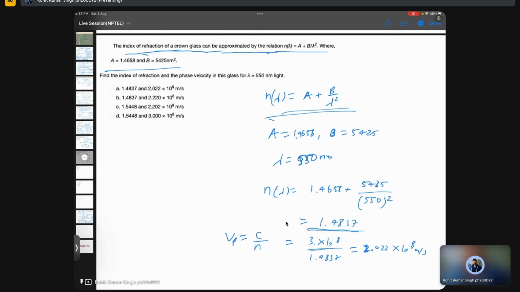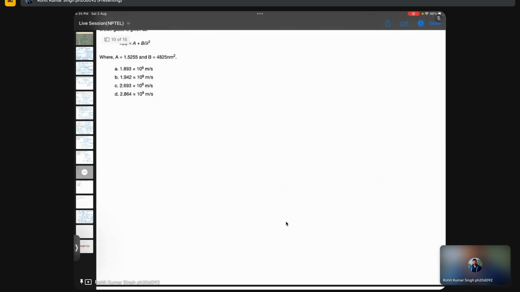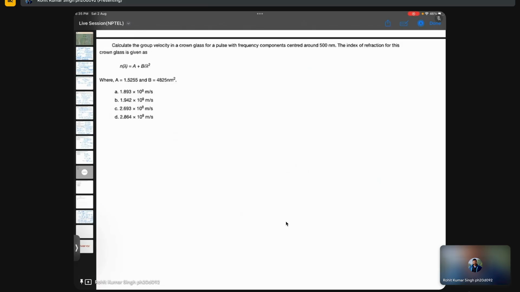So yeah, it's a simple exercise. And okay, so let's move to the next one. Now this one is for a group velocity. You have to calculate the group velocity in a crown glass, and the frequency component centered around 500 nanometer.